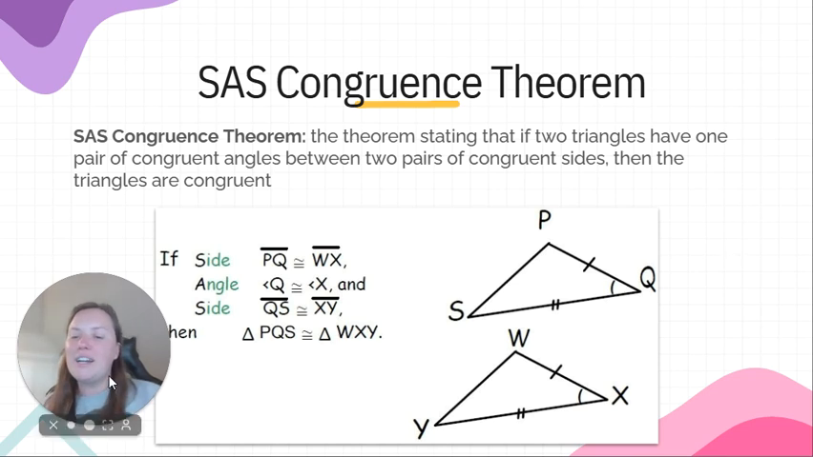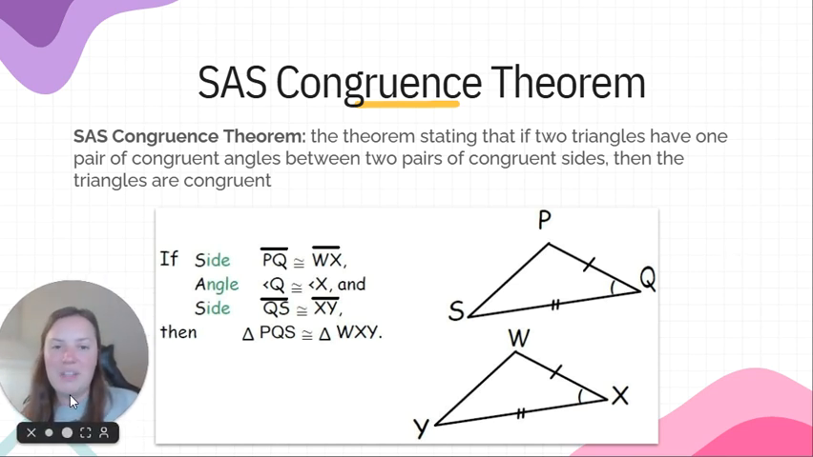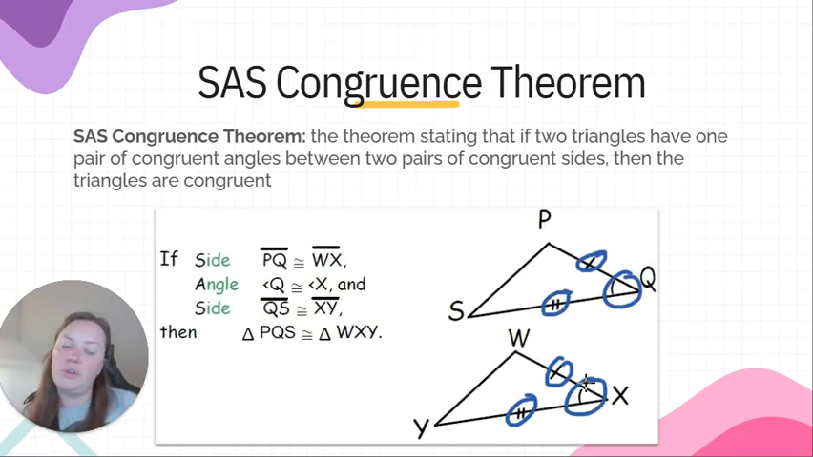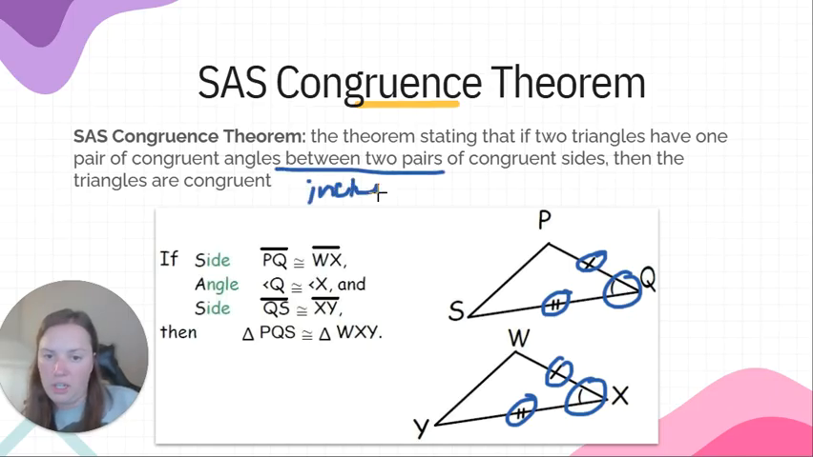Our new vocabulary word, we have SAS here. SAS congruent theorem, side, angle, side. Side angle side states that two triangles are congruent if they have two congruent sets of sides and two congruent included angles that are all corresponding. So let me actually read it from the definition. If you have one pair of congruent angles between, that's the included part, okay, included. So if you have one pair of congruent angles between two pairs of congruent sides, then the triangle is congruent.